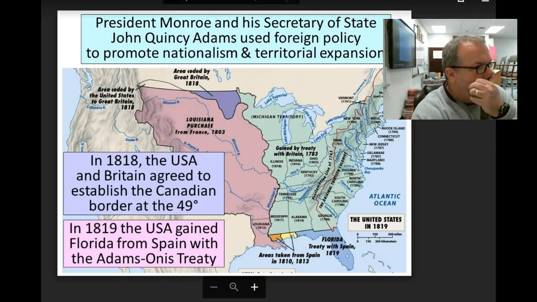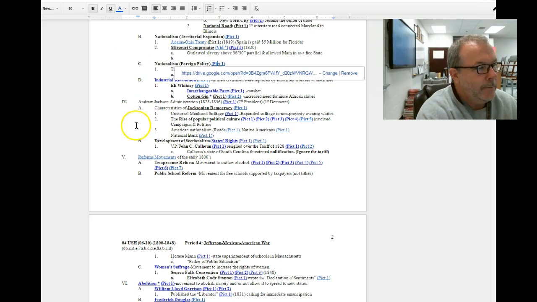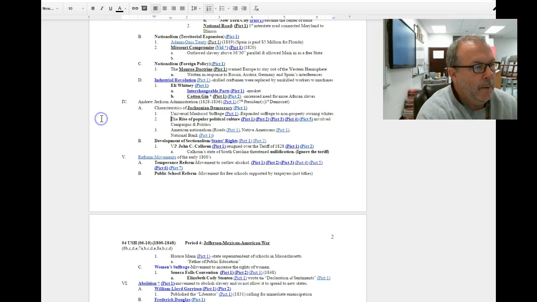And then the last example of territorial expansion, in foreign policy as it deals with James Monroe, is the Monroe Doctrine. And that's simply a warning to Europeans to stay out of affairs in the Western Hemisphere. This concludes the third part of nationalism under James Monroe, which is James Monroe's foreign policy.